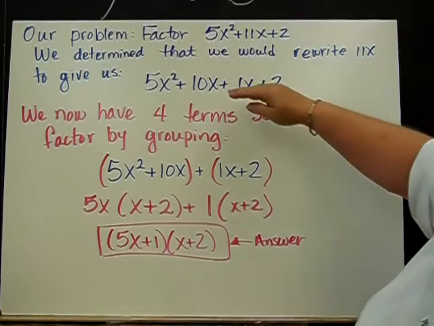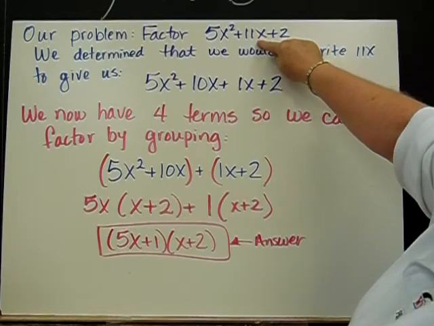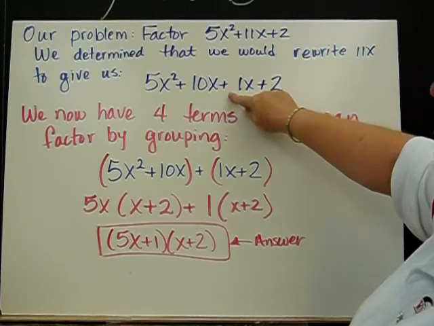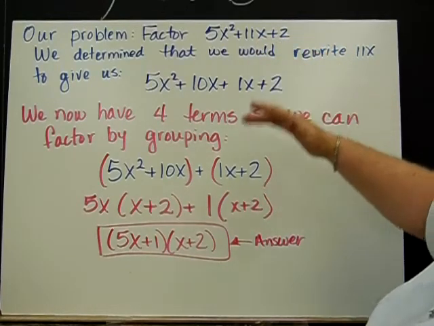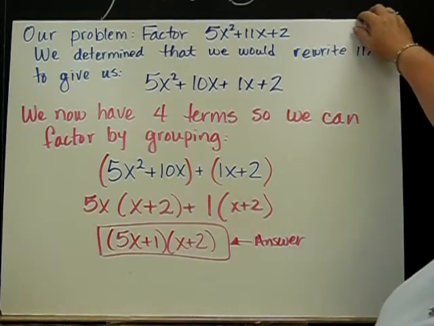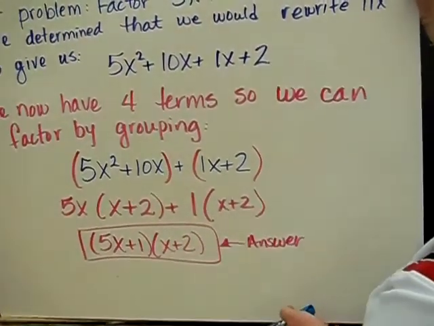So the only thing new we're adding is we want to use the AC test so that we can rewrite this middle term. And then once we've got 4 terms, everything we're doing is just like we did before in factoring with grouping.